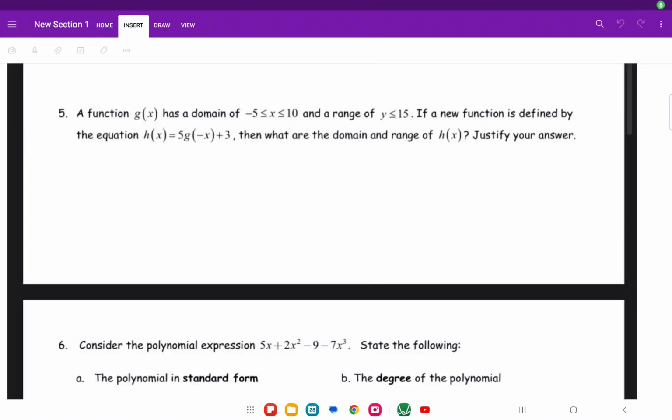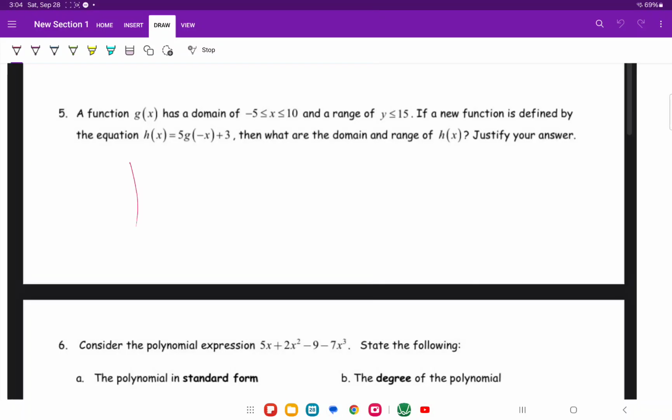Okay, so for this one, we have a function g of x that has a domain of -5 all the way to 10, and a range of y is less than 15. If a new function is defined by this transformation, then what are the domain and range of the new function? So here, let's try to picture this.